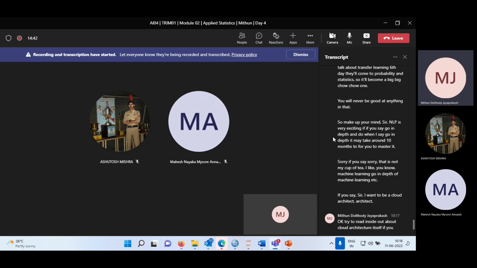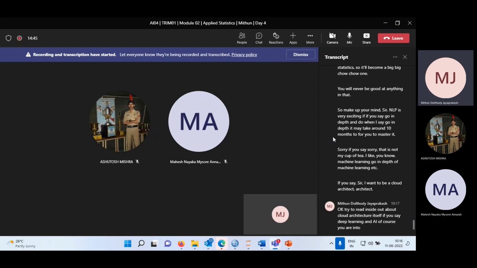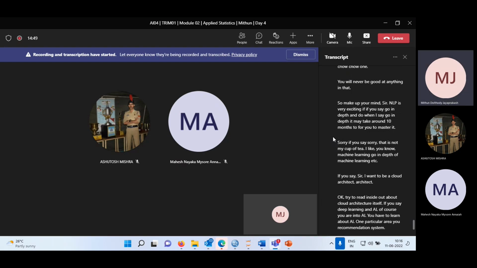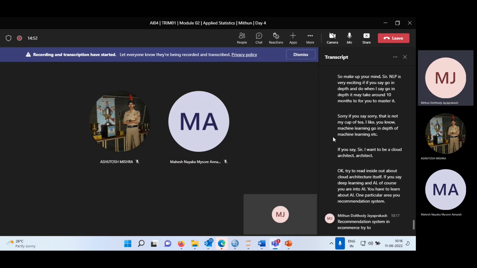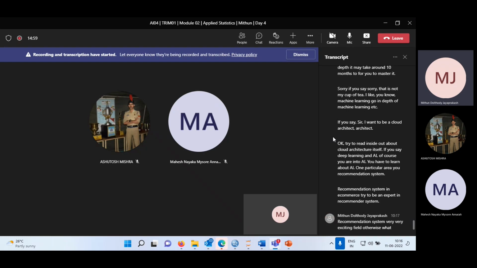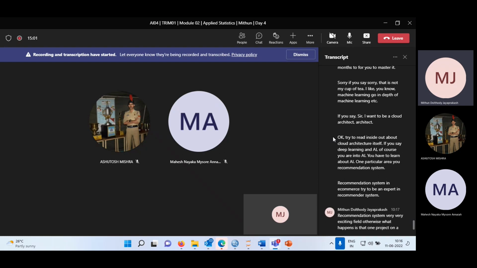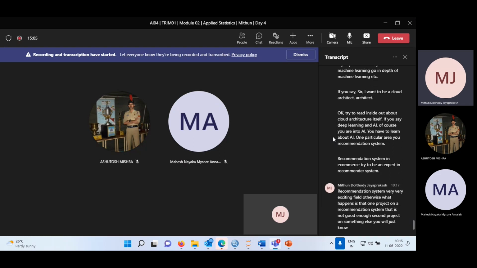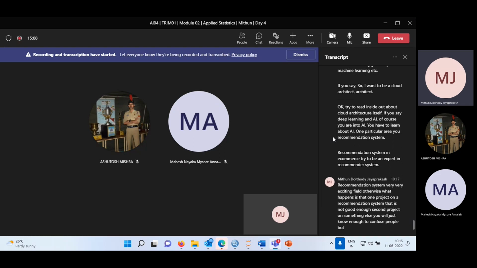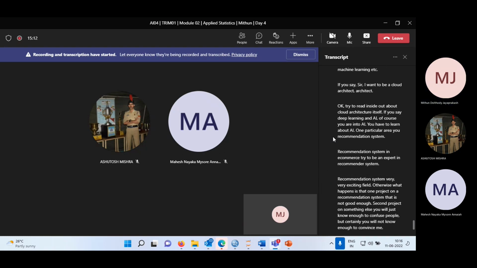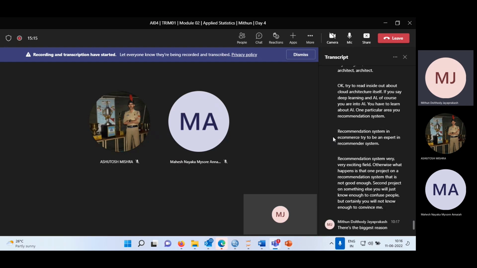If you say deep learning and AI, of course you are into AI, you have to learn about AI. One particular area, recommendation system, a recommendation system in e-commerce. Try to be an expert in recommender systems. A very exciting field. Otherwise, what happens is that one project on a recommendation system is not good enough, the second project is on something else, and you will just know enough to confuse people, but certainly you will not know enough to convince people. That's the biggest reason why people do not clear an interview.